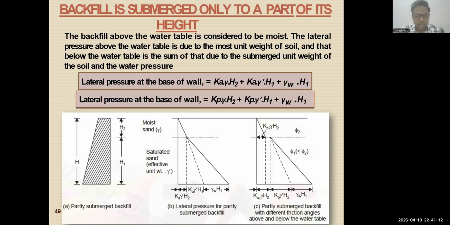H1. In the first diagram, you will be able to see a partially submerged backfill where the total height is given as H, with H2 and H1 given, the moist sand unit weight gamma is given, and for the saturated sand the effective unit weight gamma dash is given. So the lateral pressure for a partially submerged backfill will be Ka gamma H2 plus Ka gamma dash H1 plus gamma W H1 for the active condition, and for the passive condition, for a partially submerged backfill with different friction angles above and below the water table, it is given as Kp gamma H2 plus Kp gamma dash H1 plus gamma W H1. So these are the things.